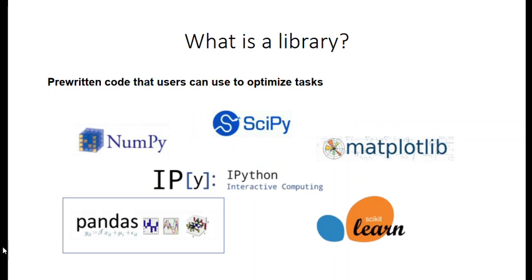Now, before we start using this particular library, let's understand what a library is in general and how powerful this component can be to use in any project. So a library is simply a pre-written code that users can use to optimize tasks. All right. Now, think of a library as a bunch of functions that you can use in your project. So that's basically what we mean by pre-written code.